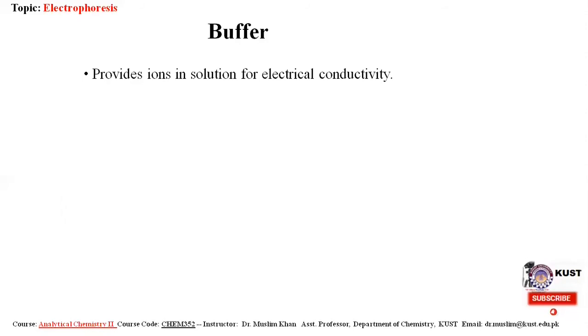Buffer is also used in electrophoresis. What is the purpose of a buffer? It provides ions in a solution for electrical conductivity. This aqueous buffer is used as a medium and for electrical conductivity. It prevents pH changes, because once the pH changes, the charge of the particles changes, since at pH 7, pH 9 or pH 3 they will be in a different ionic form. That's why it prevents pH changing, and it also provides electrical conductivity.